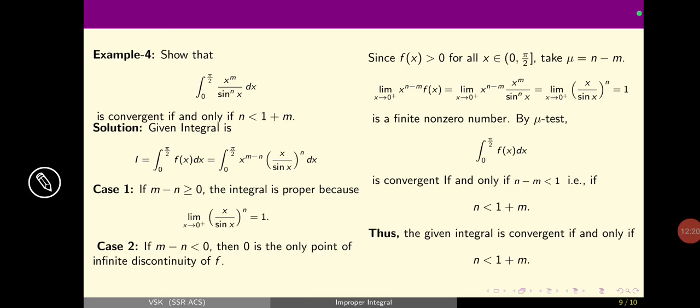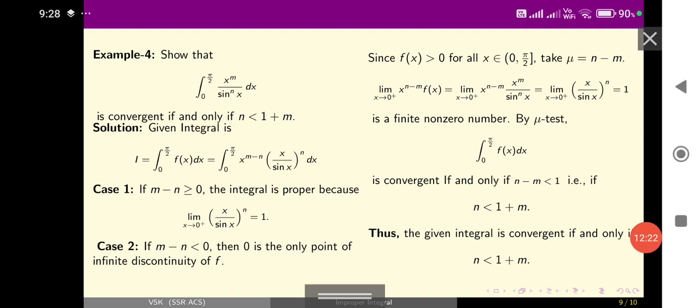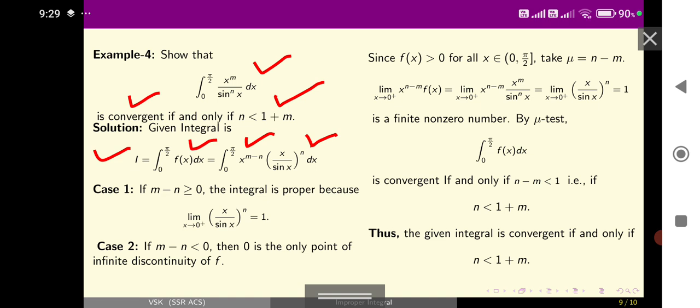Now let us see the fourth example. Here, show that the integral 0 to pi by 2 of x to the power m upon sine to the power n x dx is convergent if and only if n is less than 1 plus m. Now let us suppose that the given integration is I, which is 0 to pi by 2 f(x) dx, which can be written as x to the power m minus n into (x upon sine x) to the power n dx.